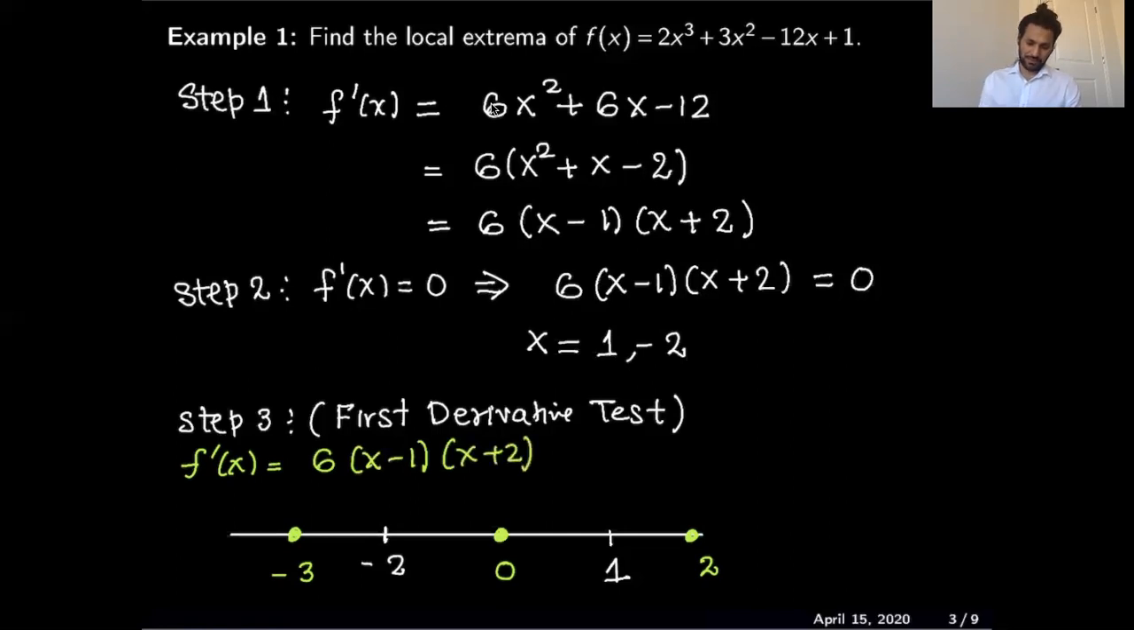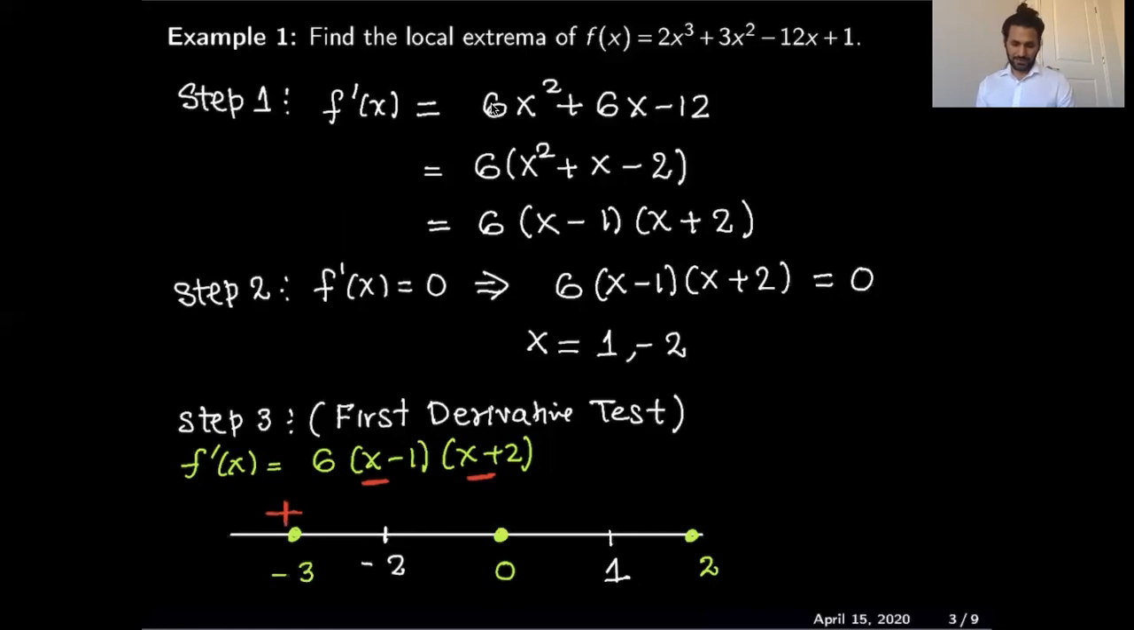If I plug -3 in the derivative, so here I have a -3, -1, so this gives me a negative number. And if I plug -3 here, it will be a -3 plus 2, which also will be a negative number. So negatives, they will give me a positive here. So the sign of my derivative at -3 is positive.